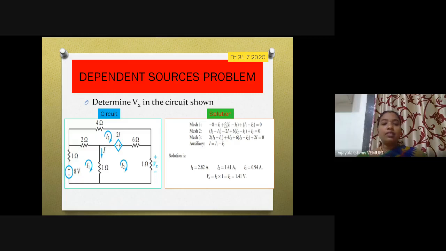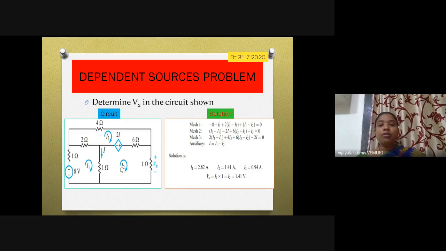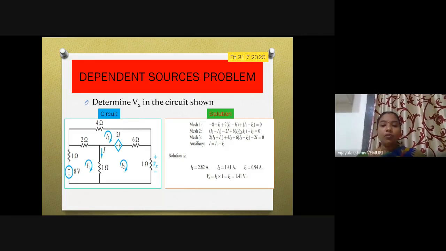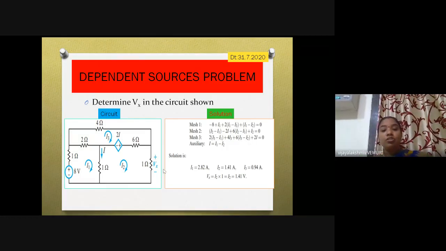You just solve these three equations, every one of you, and tell me. Wherever you have I, I already told you I is nothing but I1 minus I2, so you have to substitute I1 minus I2. So you will be getting three auxiliary equations. After getting them, solve and tell me whether you got the same answers or not. Meanwhile, I'll check out what's happening with my Jamboard.